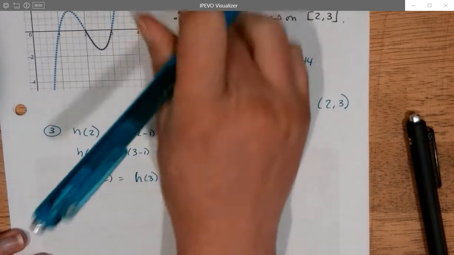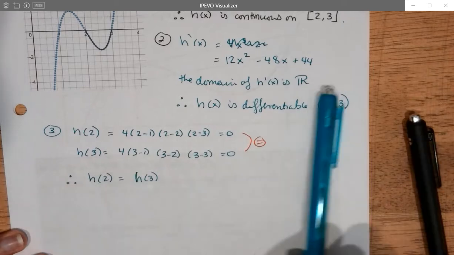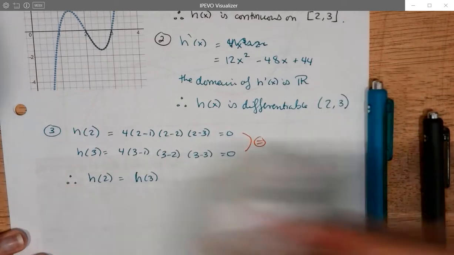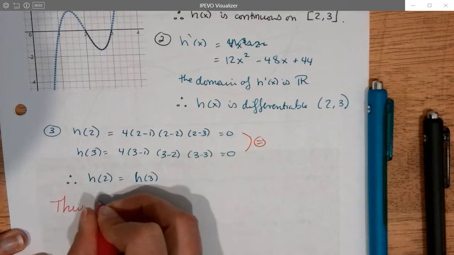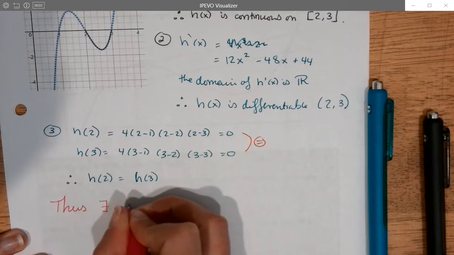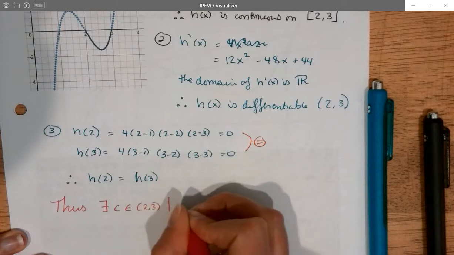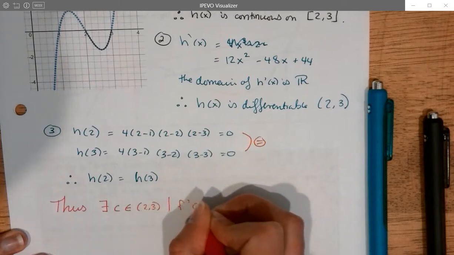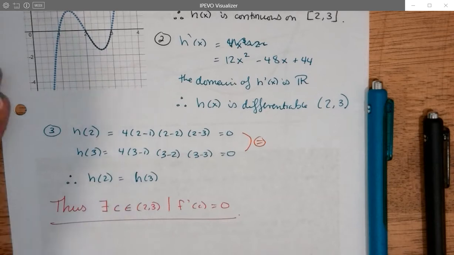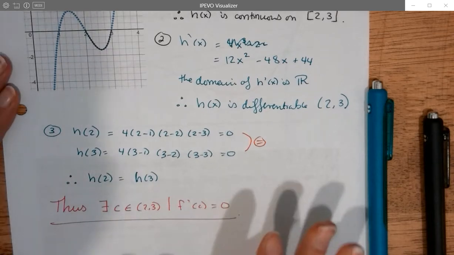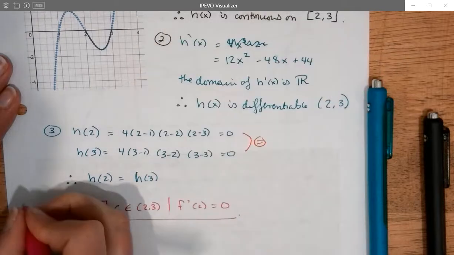Once all 3 conditions are satisfied, we get our conclusion from the theorem. We get to say, thus, there exists a c in the interval 2 to 3 such that f prime of c is equal to 0. Okay. That finishes Rolle's theorem. Rolle's theorem has 4 parts. It has proving condition 1, proving condition 2, proving condition 3, and making our conclusion.